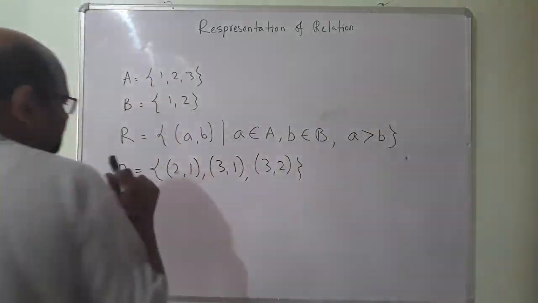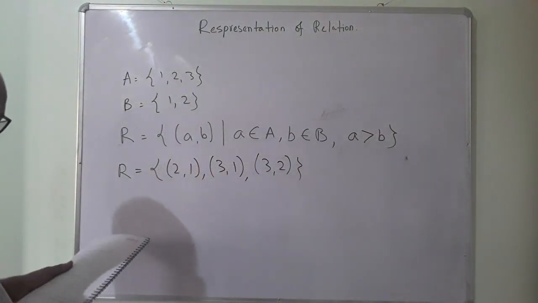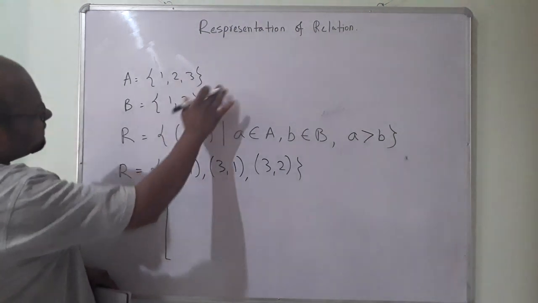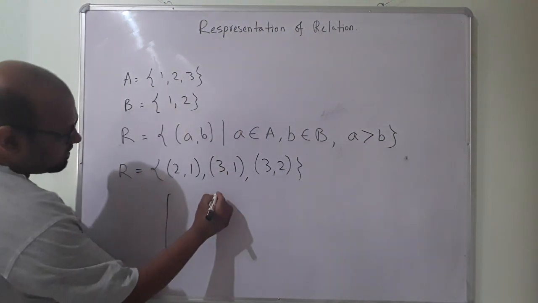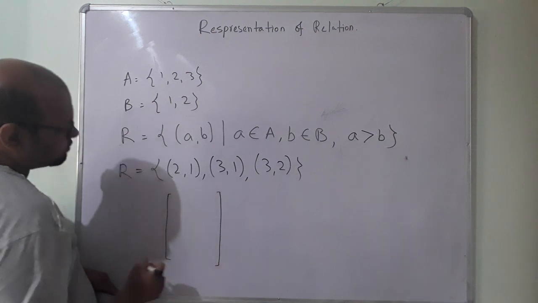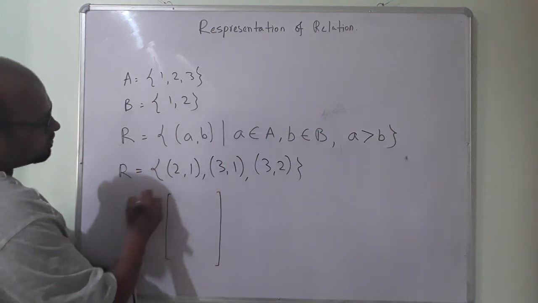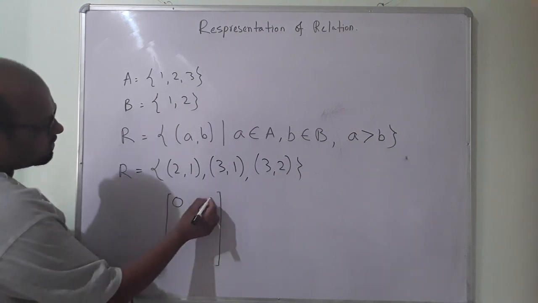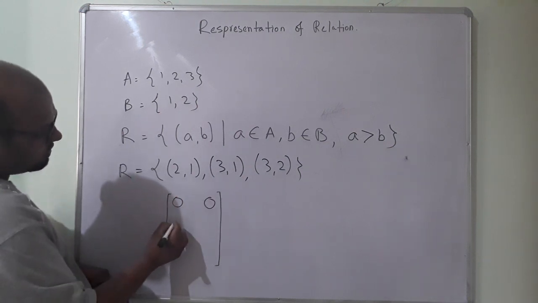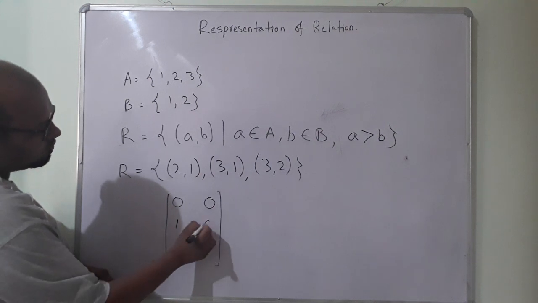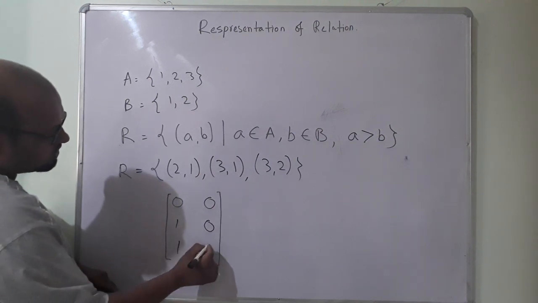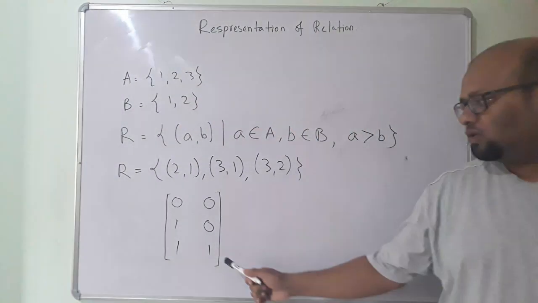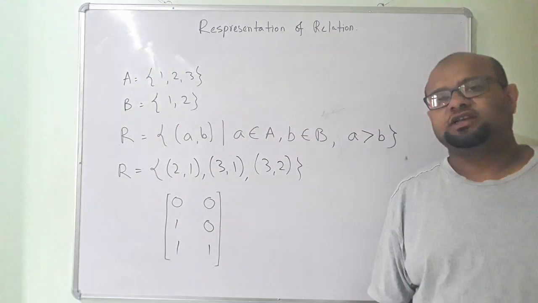Alright. Now let us represent this using a matrix. Along the rows we will have three rows and 2 columns. So (1, 1) does not belong. (1, 2) does not belong. (2, 1) belongs. (2, 2) does not belong. (3, 1) belongs. (3, 2) belongs. So this is how we represent this relation in matrix form.